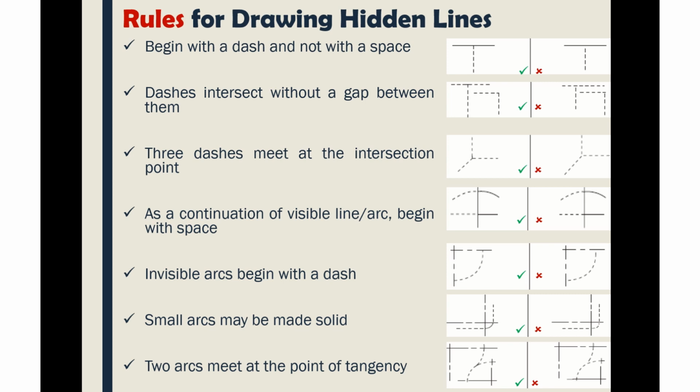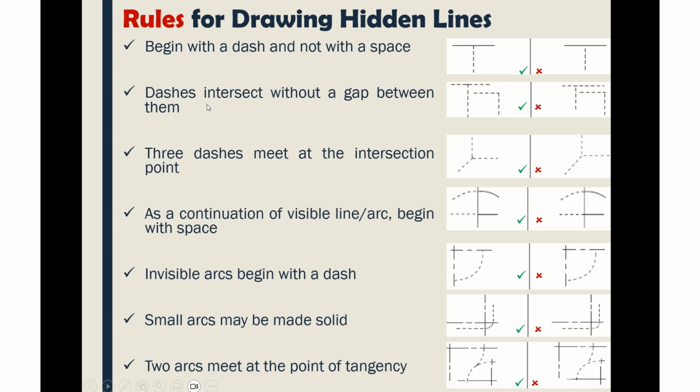All right, let's continue with our rules for drawing lines, and now we'll consider drawing hidden lines. To draw a hidden line, you begin with a dash and not with a space. You can see from here, this is the appropriate way to draw a hidden line. Start with a dash and not with a space. You can see the space here. So start with a dash and not with a space. These are very important in drawing your hidden lines.